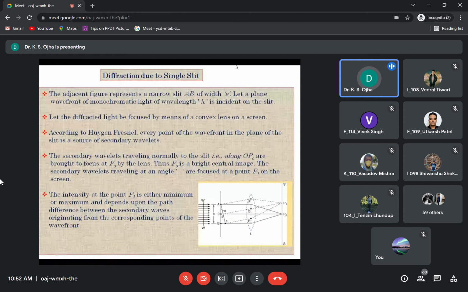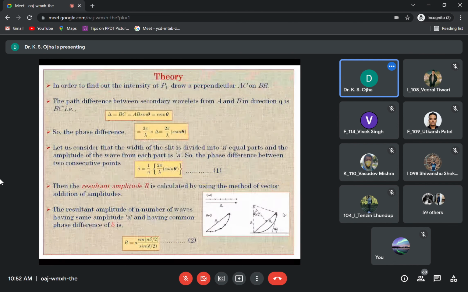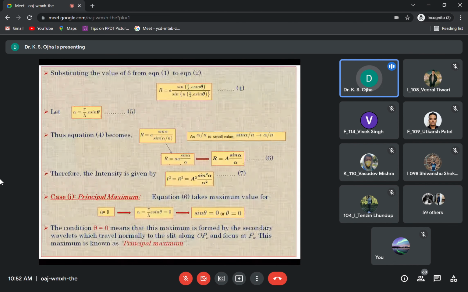It means at point P naught, the value of theta will be equal to 0. This means the secondary waves reaching point P have zero phase difference; they are in phase. So here we get the position of the principal maxima. The principal maxima will be of maximum intensity, and this is found where alpha and theta are equal to 0.